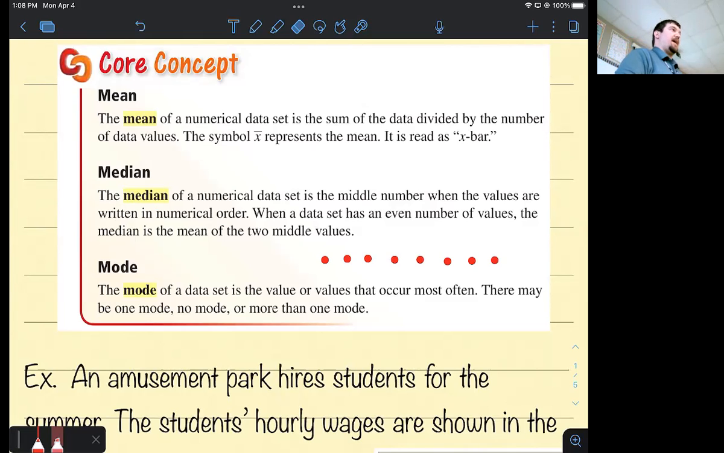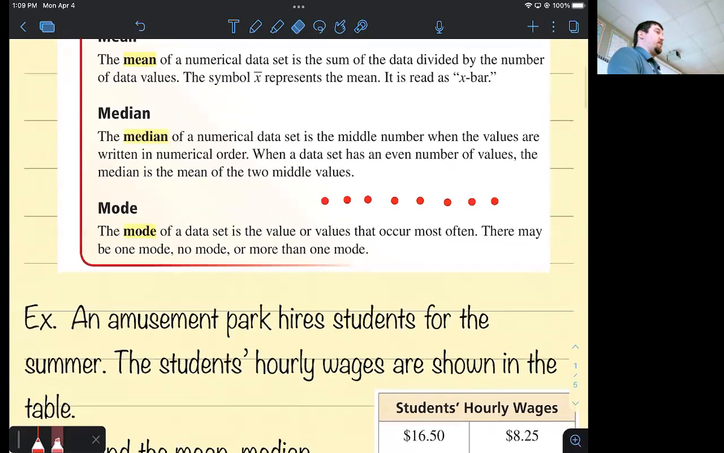20. Yeah, add them together, 40 divided by 2, so it's still 20. So it's possible that it could be a number of the data set, but it's unlikely. Probably something else if you have 2 numbers in the middle. The mode is definitely going to be one of the numbers of the data set. It's the one that occurs the most often.